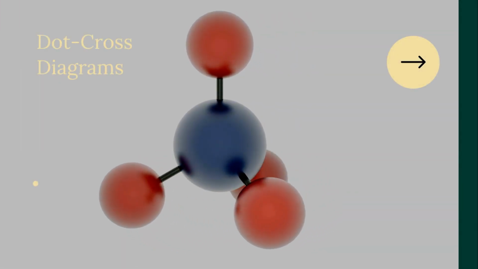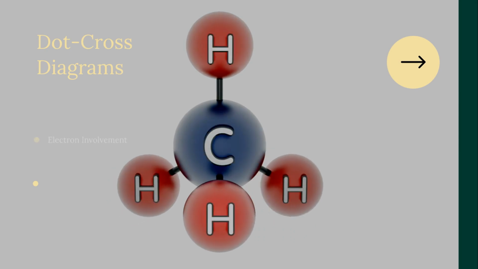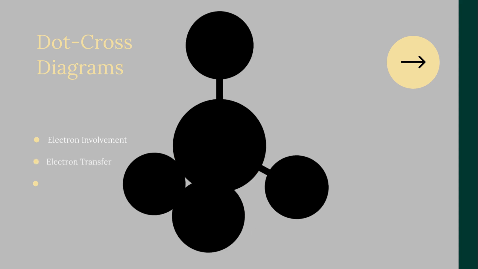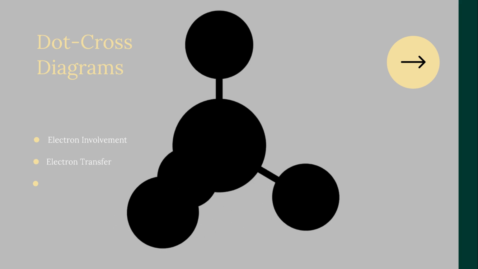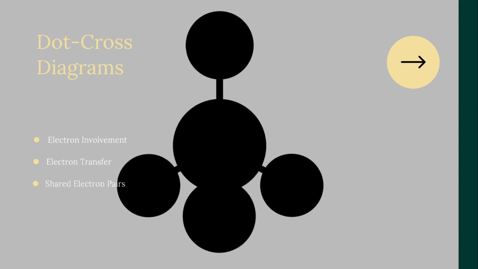Dot-cross diagrams illustrate electron involvement in bonds. Dots represent electrons from one atom, crosses from another. These diagrams show electron transfer, sharing, or delocalization. For ionic bonds, they depict electron transfer and resulting ions. For covalent bonds, they show shared electron pairs.